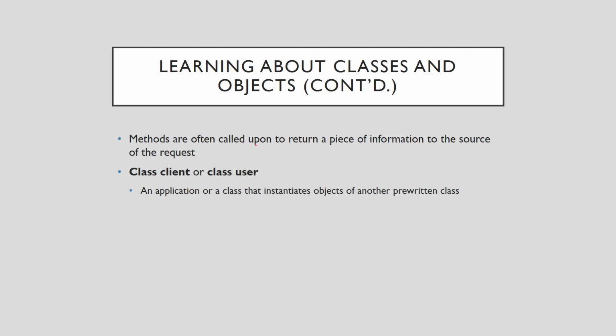Now, the class which contains the object instantiation can be called a client class or client user. So a client class, or class client, or class user is any application or class that instantiates objects of another pre-written class.